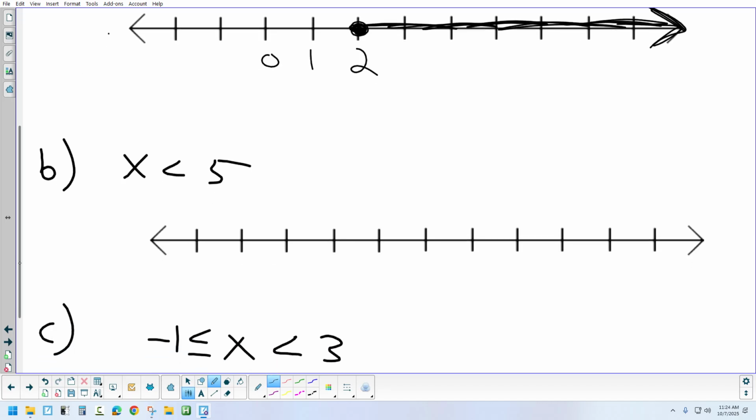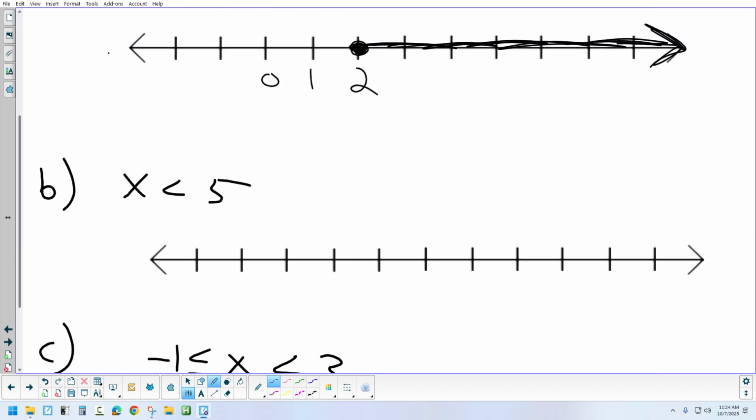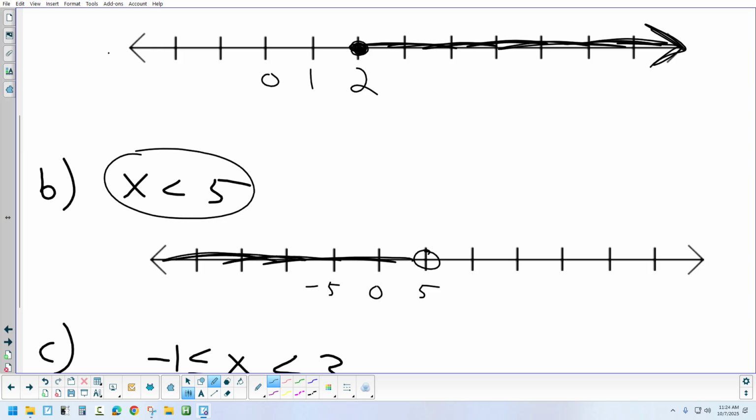Let's try this one. First, is this bounded or unbounded? It's unbounded. That means when you sketch it, it's going to have an arrow. It keeps going and it never stops. All right. What kind of circle do we need for this one? Open. Yep, open. And what number are we going to put it on? 5. And this time we're going to shade which way? Yes, everything that's less than 5, the numbers going this way.